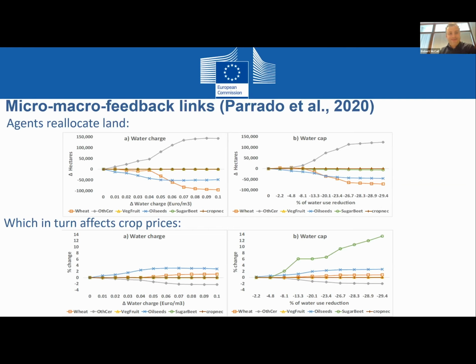Ah, sorry. Okay. So basically, I'm going to talk here about how it works very, very quickly. So here you have, in the first graph, how agents reallocate the land following a water cut or a water cap.